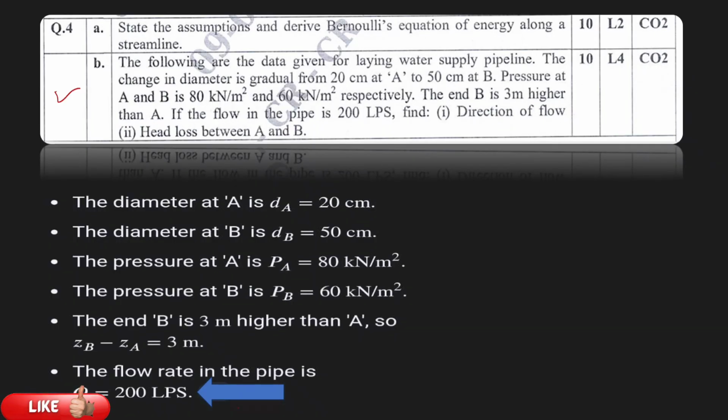Question number 4B. Once read this question. The given data are the diameter at A is 20 centimeter, diameter at B is 50 centimeter, the pressure at A is 80 kilonewton per meter square and at B is 60 kilonewton per meter square. The end B is 3 meter higher than A. That means ZA is equal to 0. Therefore ZB minus ZA is equal to 3 meter. ZA means initial level of point A. If we consider it, point A is here and point B is here, this is ZA, that is equal to 0, and this is ZB, that is equal to 3 meter height. The flow rate is given, discharge Q is equal to 200 liter per second.